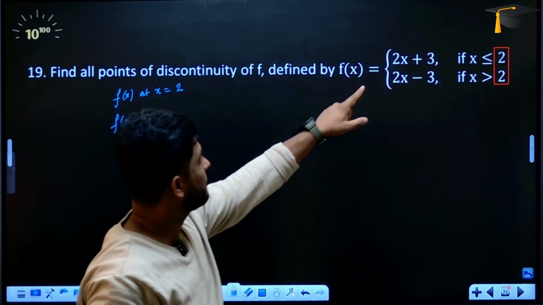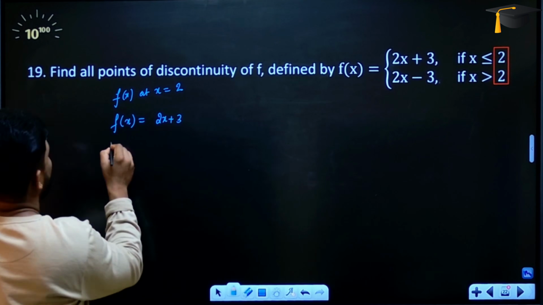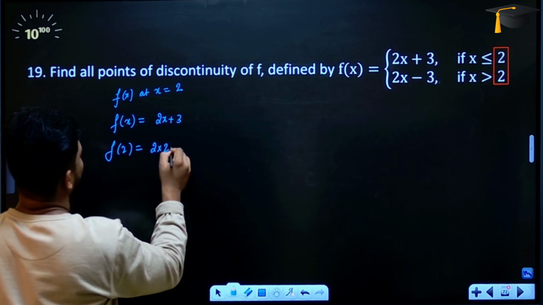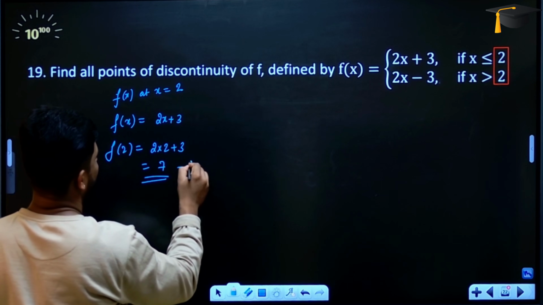How did I get to know it is 2x plus 3? Because there is an equal symbol here, that's why, okay? 2x plus 3. Now find out f of 2. F of 2 is 2 into 2 plus 3. So 4 plus 3. So it's 7, right? So this is equation number 1.